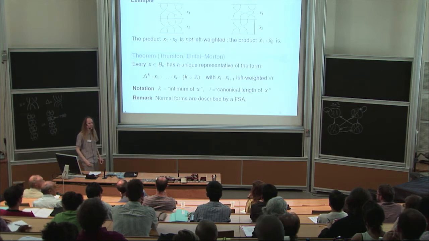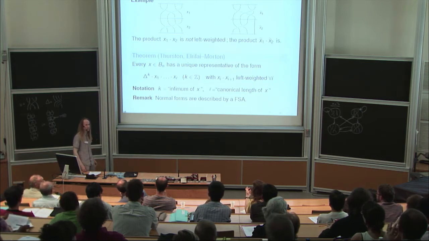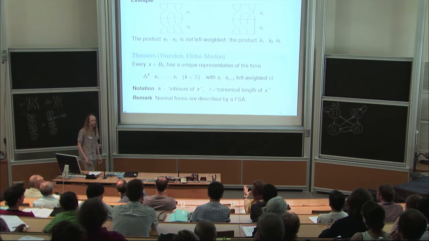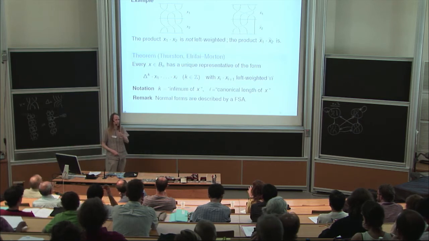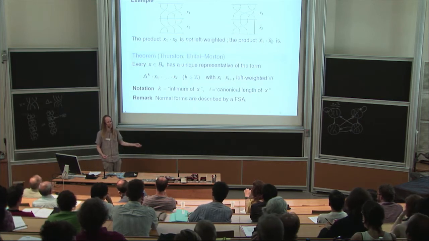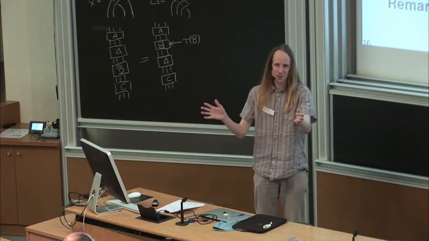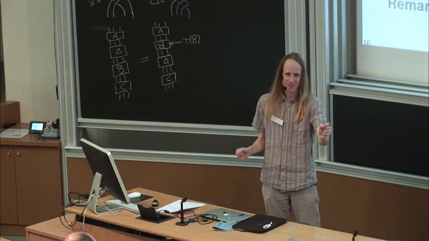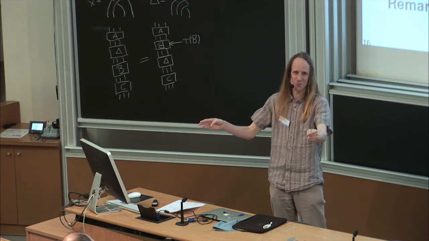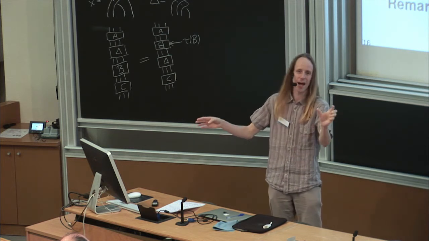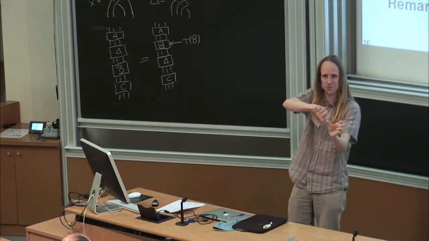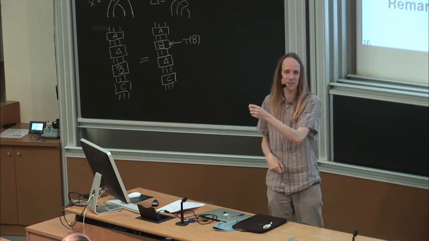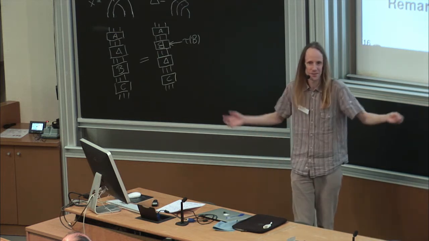Quadratic time. It takes quadratic time to find the unique representative. You just pull crossings, pull. The right way to do it is you have a braid which is already in normal form. You add a new factor to the end and you just push crossings back as far as possible.